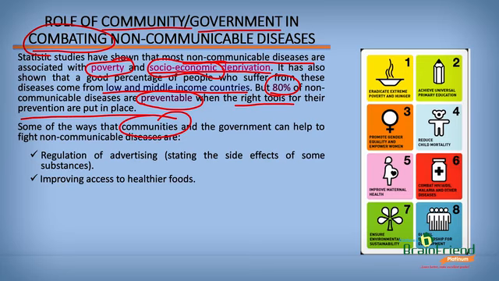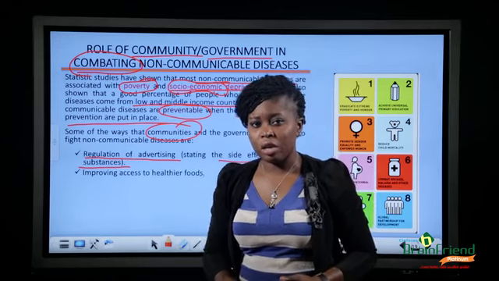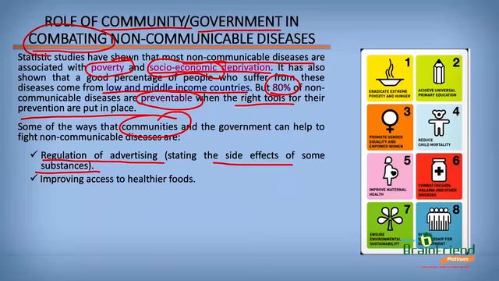1, regulation of advertising, stating the side effects of some substances. For example, we have advertisements on some kinds of alcoholic drinks and tobacco smoking. Such advertisements should also state the side effects of these substances, especially when they are taken in excess. Another thing that our communities and the government can do is to provide access to healthier foods. A lot of people do not have access, especially poor people or low-income earners. They do not have access to healthy foods.